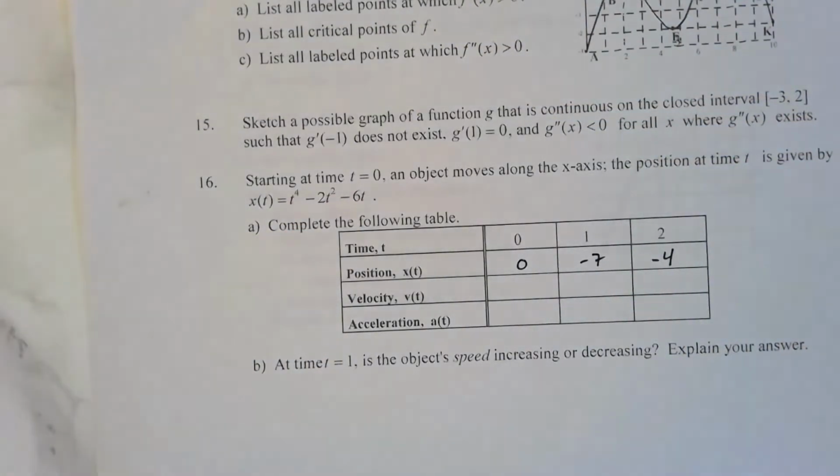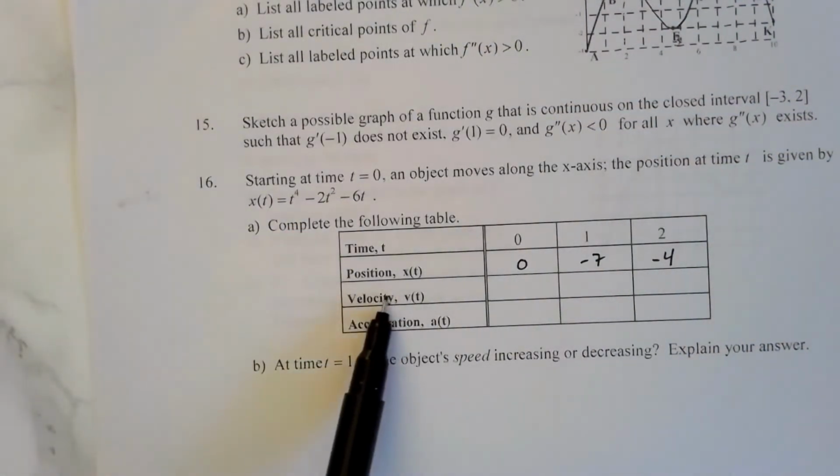That's the easy part. Where I made the error is going from position to velocity, because it's a long, nightmarish problem. Okay? And so this is what I'm going to do. The function, let me just, sorry about this, but I'm going to move my camera over here. Okay, the function is x of t is equal to t to the 4th minus 2t squared minus 6t.